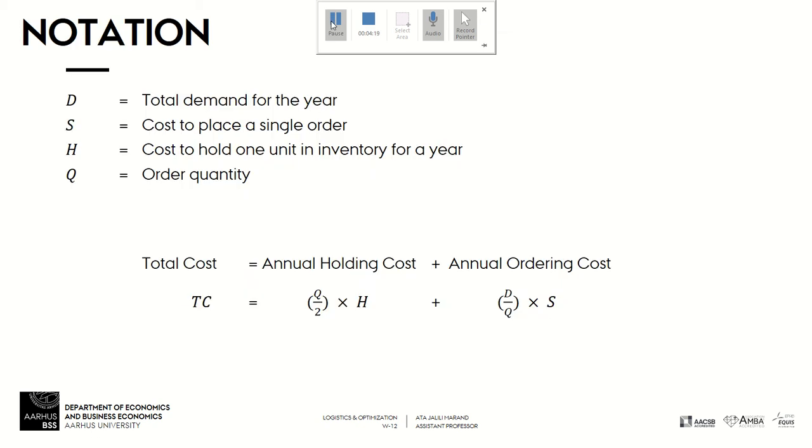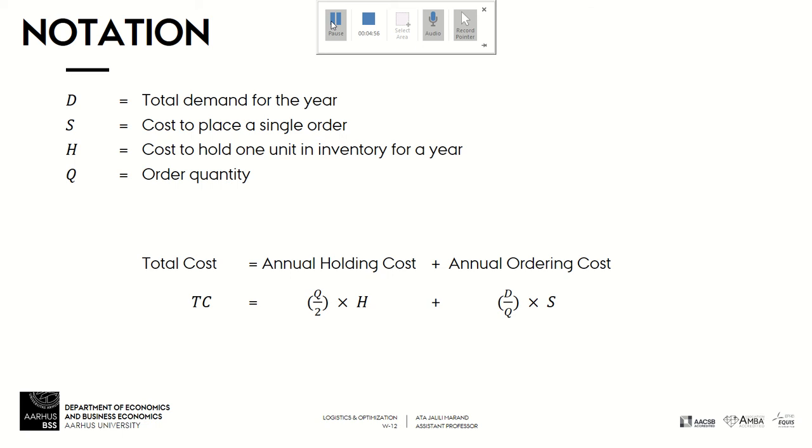Here we see the notation. Let D denote the total demand per year, S be the cost to place a single order or fixed ordering cost, and H be the cost to hold 1 unit of inventory per unit of time, which is a year in this case. And then we have Q as our order quantity. The total cost then will be the yearly holding cost plus yearly ordering cost.